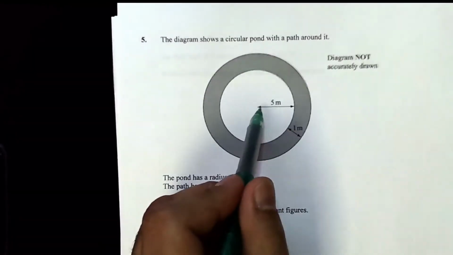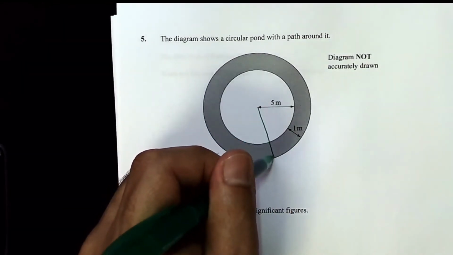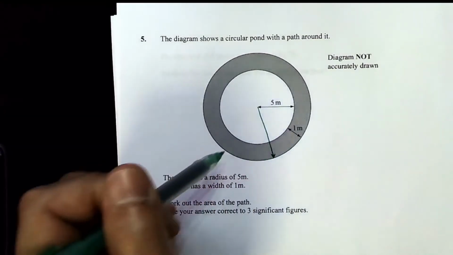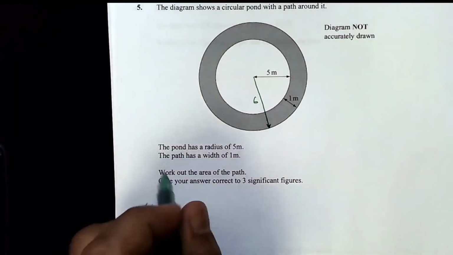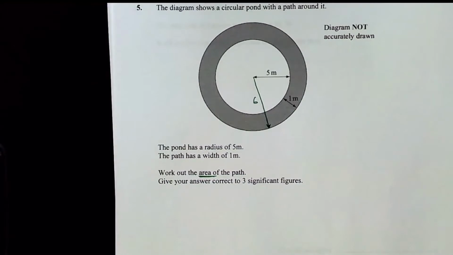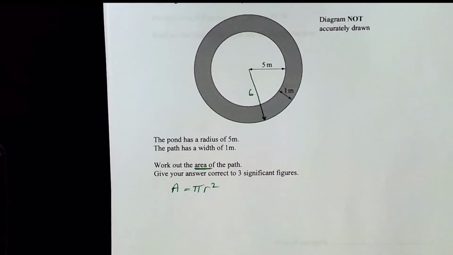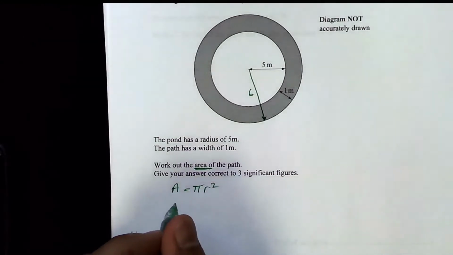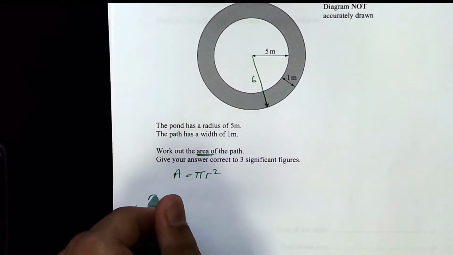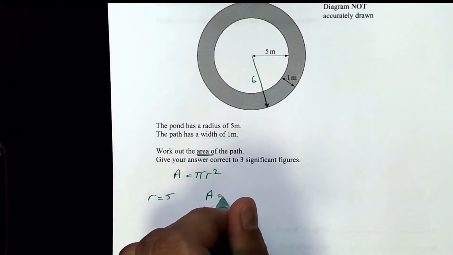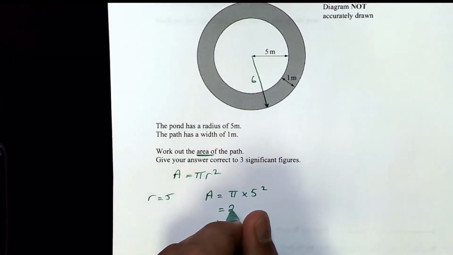Right. So for this question, you've got a circle of 5 meters and the path. So the other thing that we also need to know is the total length, the radius of the bigger circle, which will be 5 plus 1 equals 6. So I'm going to work out the areas of the two circles. So area equals pi r squared. And for the first circle, which is the smaller circle, r is equal to 5. So area is equal to pi times 5 squared, which will give me 25 pi.